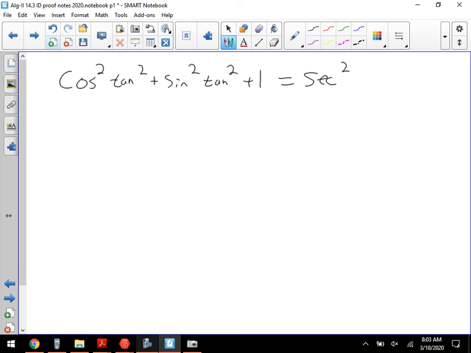Alright. So this one's kind of gross. Did anybody try to see what you would get? What'd you do first? I put parentheses on the cosine tangent and then on sine tangent, and then you factored out the tangent? Yeah. I like that idea.